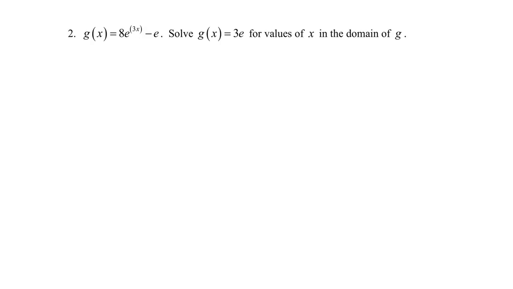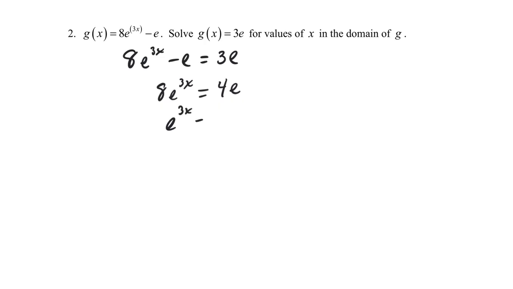Okay, number 2 here. g of x is equal to 8 times e raised to the 3x minus e. We're going to solve for g of x equaling 3e. So we're basically doing the same thing we did in the last one. 8e to the 3x minus e equals 3e. All right, so now we have to add e to both sides. That equals 4e. Then I'm going to divide both sides by 8. So e to the 3x equals 1/2 e.